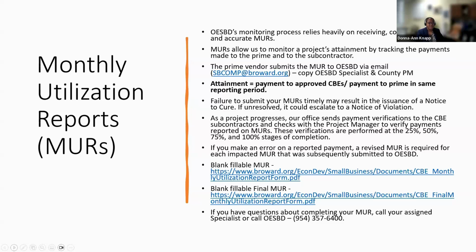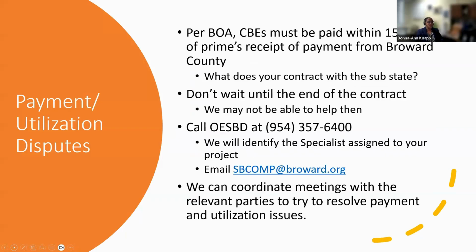For your convenience, the links on this slide connect to a fillable blank PDF form on our OESBD website. So it's public facing and you can use it at will. It's a lot easier than trying to squeeze your text into the MUR exhibit in your contract. And if, for some reason, the link isn't working or you can't access it, give us a call. We can give you a copy and it's a lot easier to use.